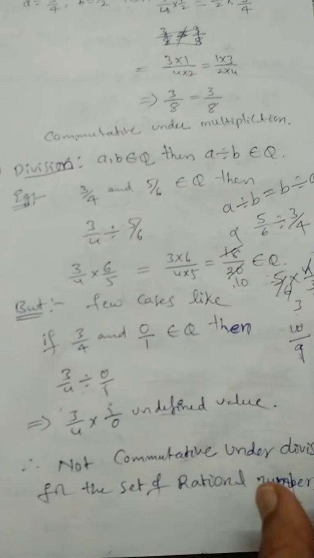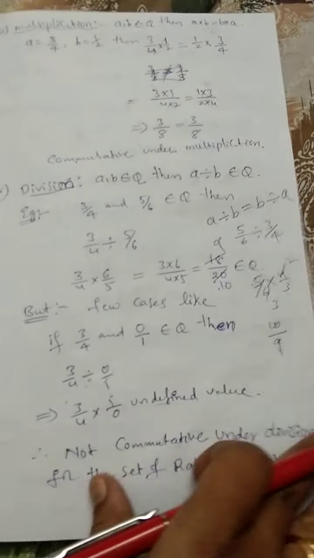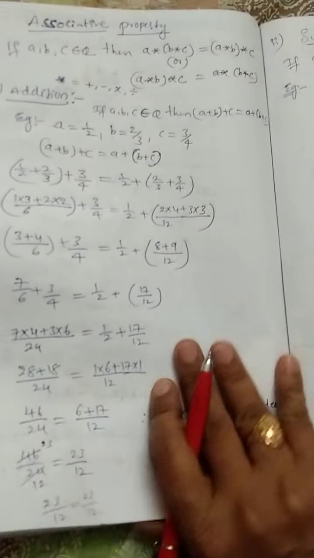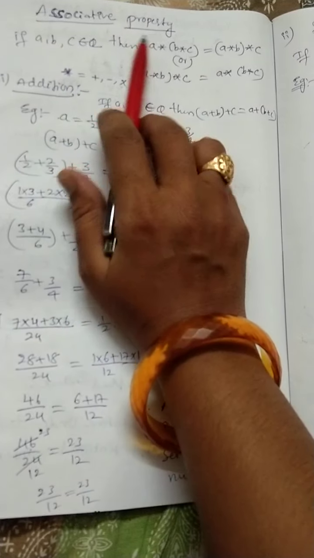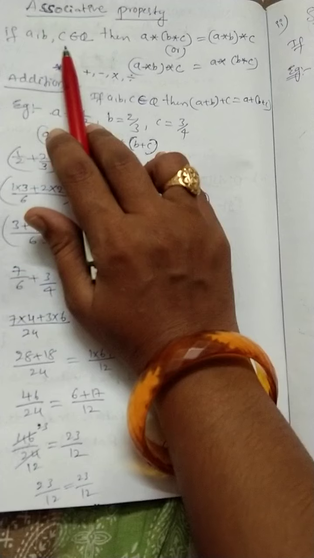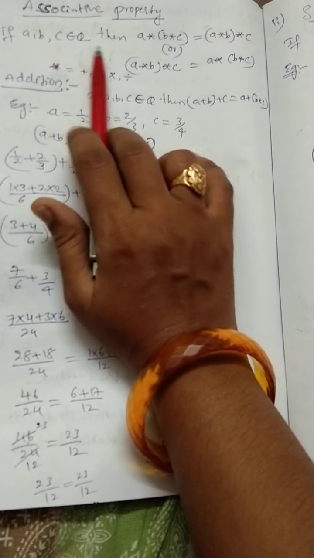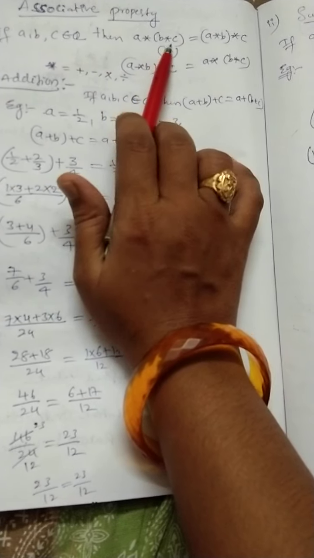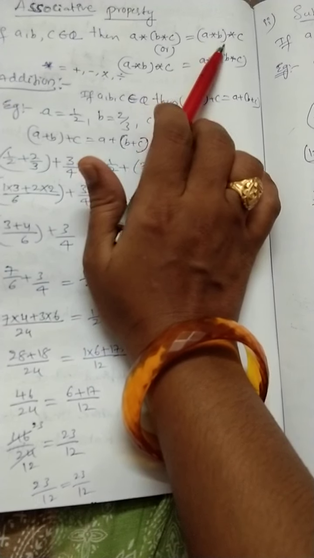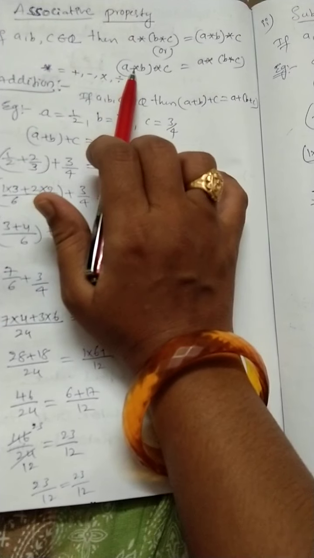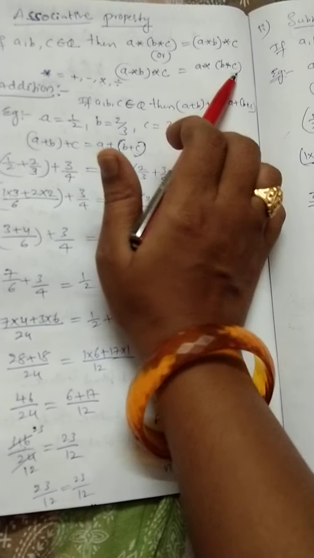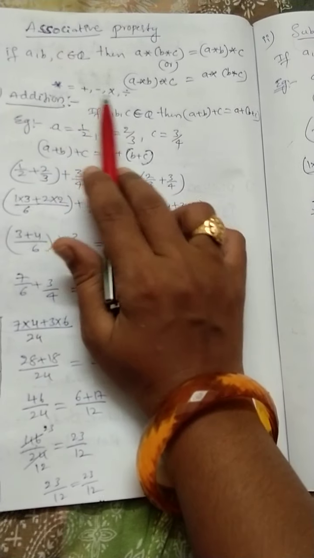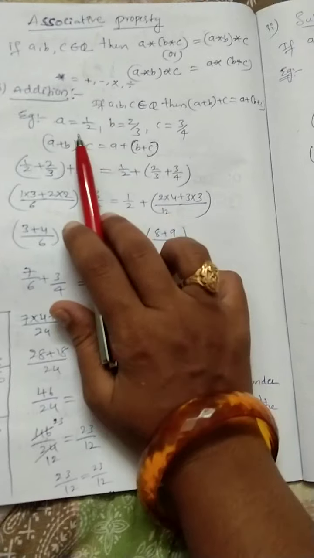Okay, I hope you understood. Next I am going to explain the next property, associative property, under 4 operations. So the general statement of associative property: if a, b and c belong to Q, then a star (b star c) is equal to (a star b) star c. Now the star symbol indicates these 4 respective operations.